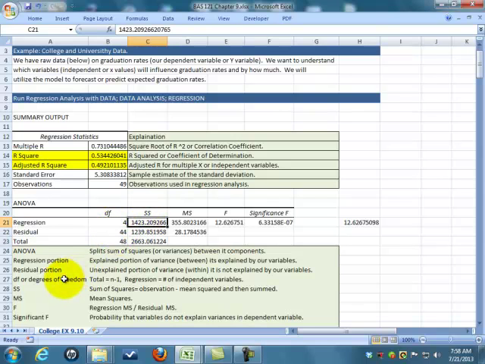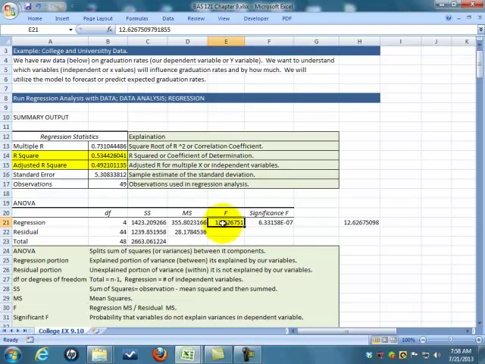The sum of squares we sort of went through: we take each observation, compare it to the mean, square it, and then add them all up. So if you did that for every one of them, that's what you would get. The mean square just takes the average of our sum of squares.